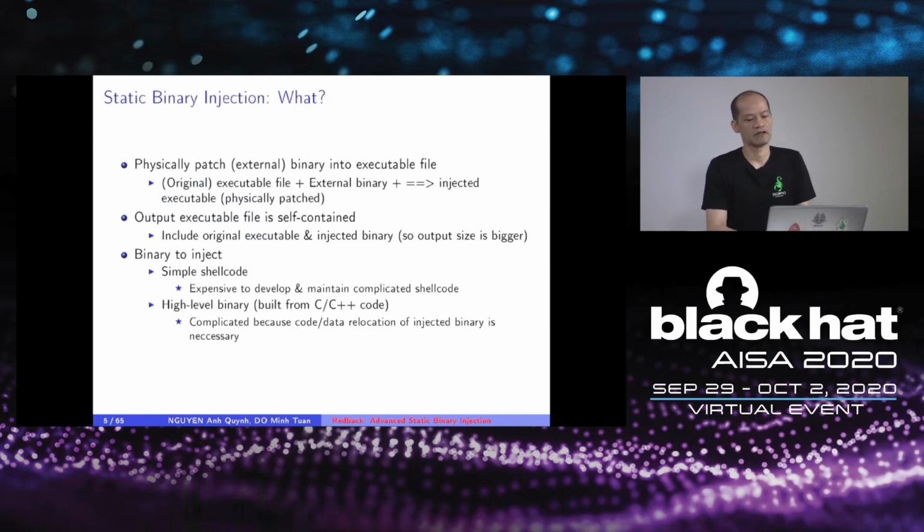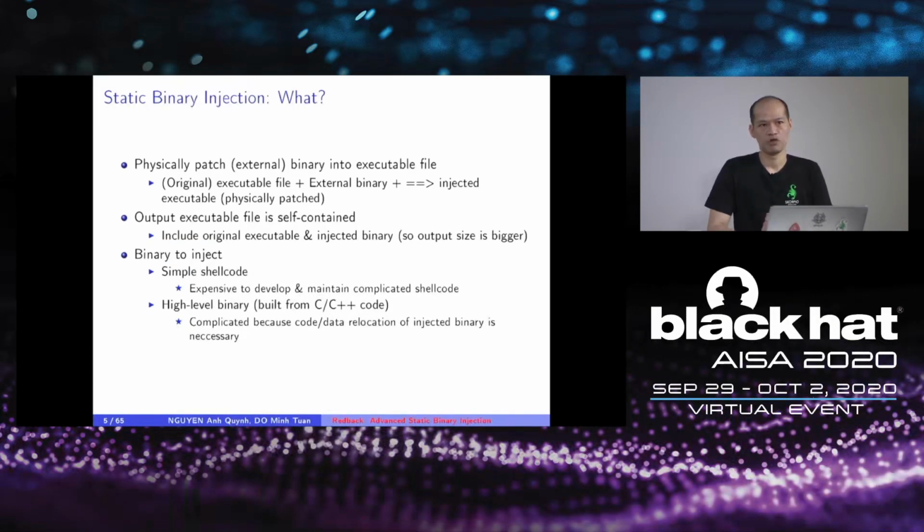Let's talk about static binary injection. Static binary injection is a technique to physically patch an external binary into an executable file. At the beginning, we have an original executable file and some external binary. We inject the external binary into the original executable file, and as the output, we have a new executable file, which includes the original executable and also the injected binary. You can see that the size of the output file is bigger than the original executable file.